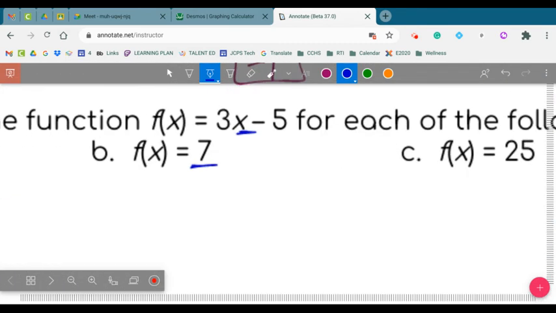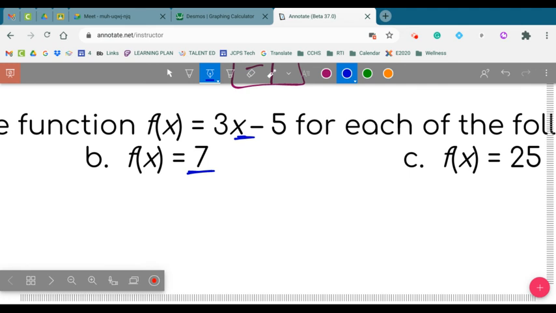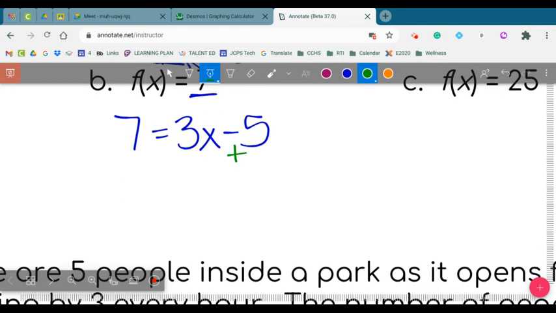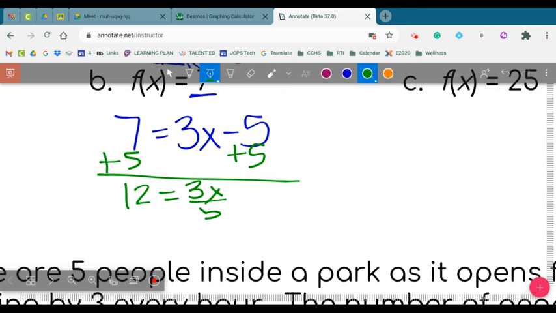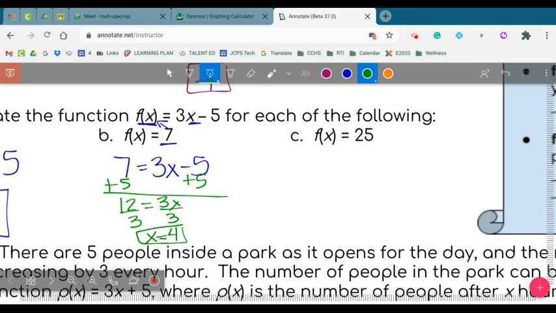Hold on, no. If it says f of x equals 7, that does not mean x equals 7. That does not mean f of 7 or your x. This means that f of x equals 7, so we're going to plug in 7 for f of x, and we're going to solve for x. This is a little bit different. This is where we have to do our order of operations, or inverse operations. So we get 12 equals 3x, and then divide by 3. So you would get x equals 4. These are a little bit different because this is what we're going to be doing today.